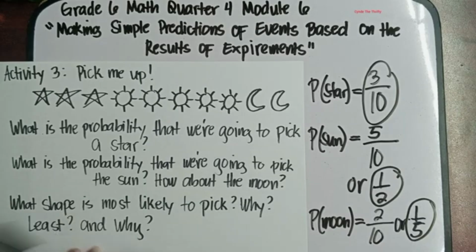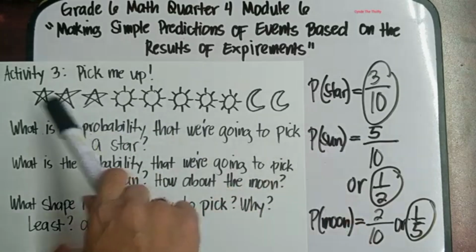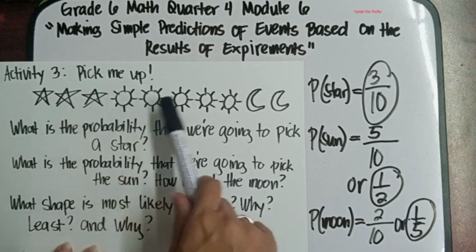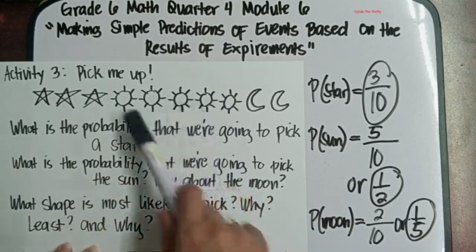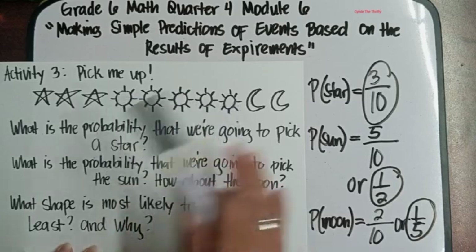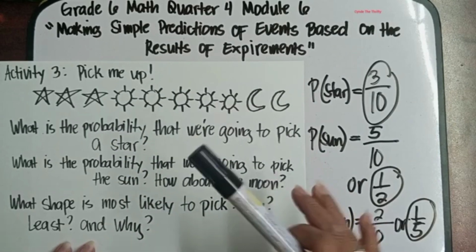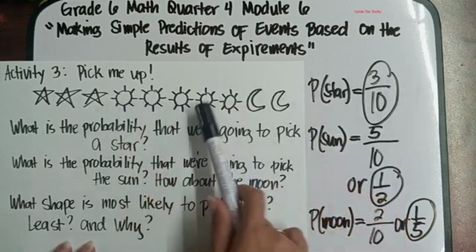Meron pa tayong question dito, what shape is most likely to pick and why? So, ano kayang shape dito ang most likely na ma-pick natin? The most likely to pick up is the sun. Why? Because there are more suns in our illustration. So, mas marami yung sun kaysa sa ibang shapes. Kaya, mas malaki yung chance natin na si sun yung ma-pick natin.